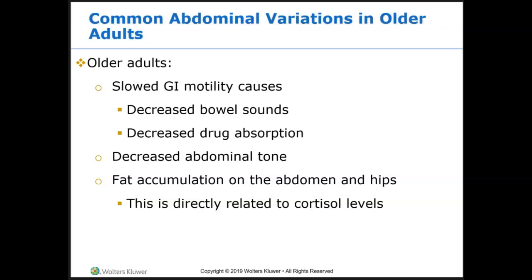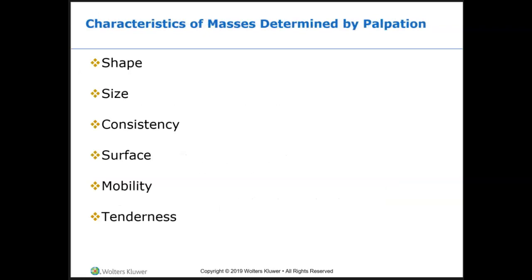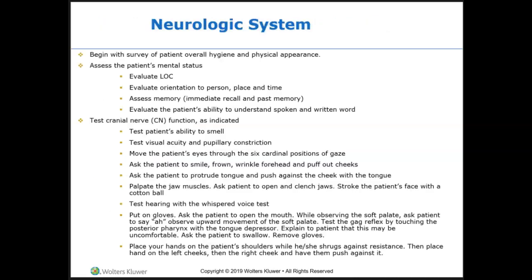Remember, as we age, we have less subcu tissue, right? Less fat. So that's why the elderly are cold all the time, right? Many times because of the loss of heat through the skin, because of the lack of subcu tissue, all of these things, right? If there are masses palpated, you're going to note the shape, size, consistency, surface, mobility, and the tenderness.